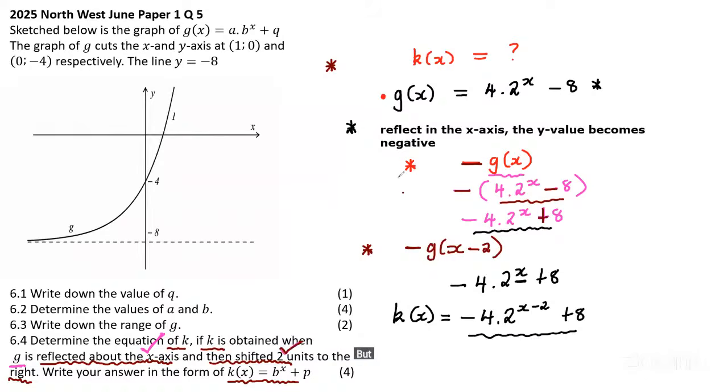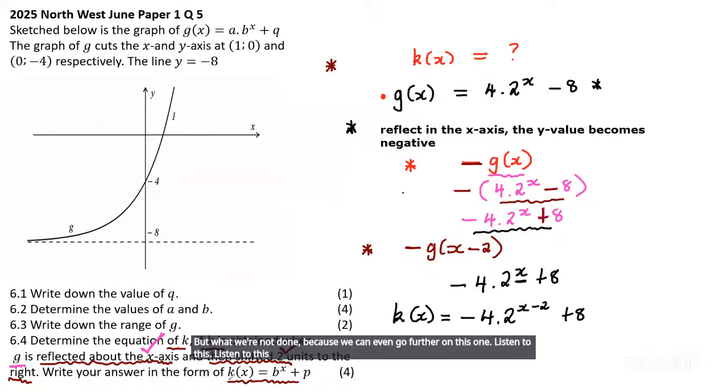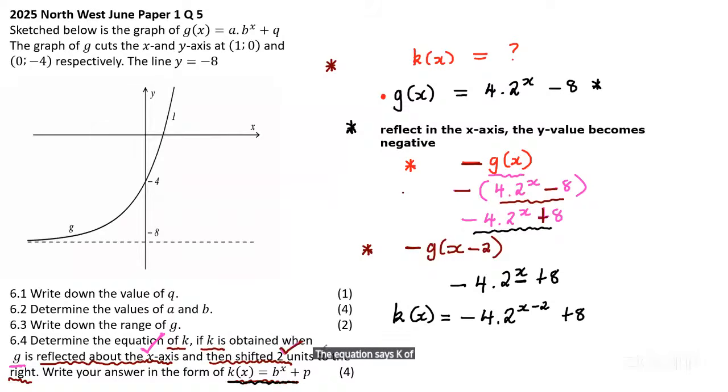But we're not done, because we can even go further on this one. Listen to this. The equation says k of x equals b to the power x plus p. So I must have one thing that holds the power. All right, so how can we do this? Work with me. There's a minus already, but 4 can be written as 2 squared multiplied by 2 to the power x minus 2 plus 8.